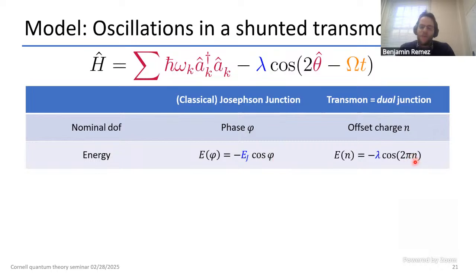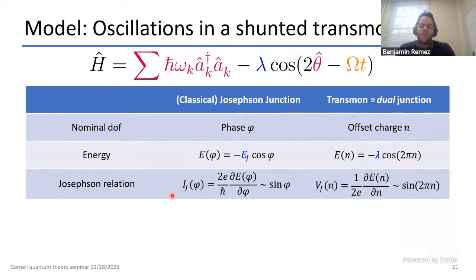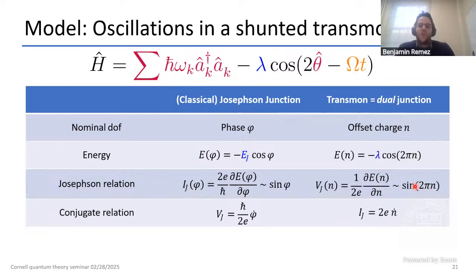sinusoidally on charge. The Josephson relation in a regular junction is current equals dE by d phi, which is sine phi. And now we find that the voltage is dE by dN, which is sine n. The conjugate relation, right, which I always found very unintuitive in a Josephson junction, is that the voltage is phi dot. Right? And in this case, it's actually quite trivial. It means that the current is the charge by d time. That makes much more sense to me.